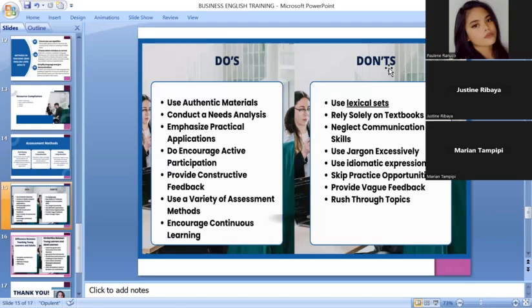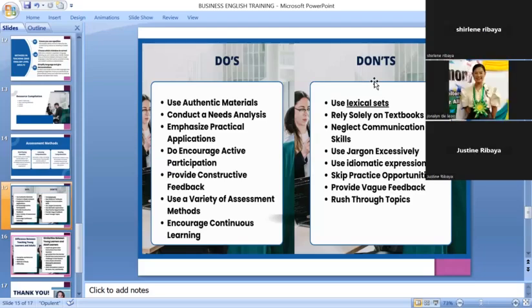Now let's proceed to the things that we should avoid. First is using lexical sets. Okay, so who has an idea? What are these lexical sets that we should avoid, especially in teaching adults? Especially in teaching adults who are beginners. Okay, so why should we avoid lexical sets?